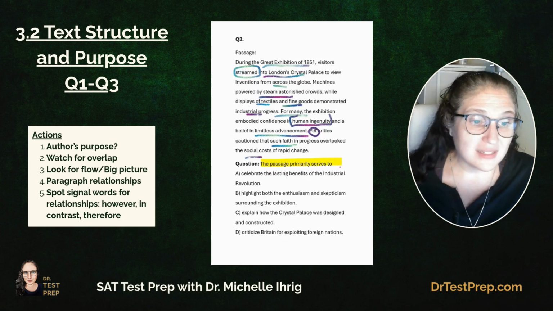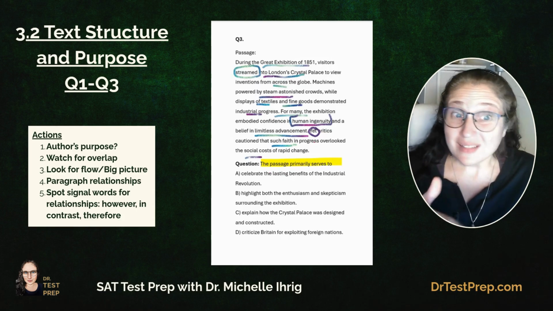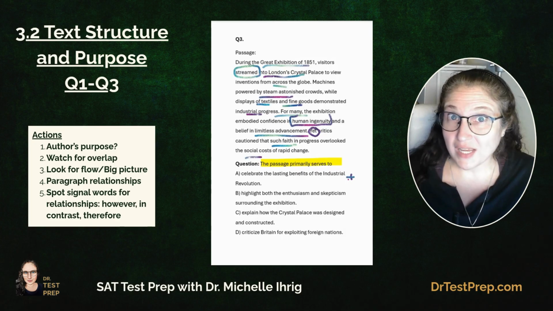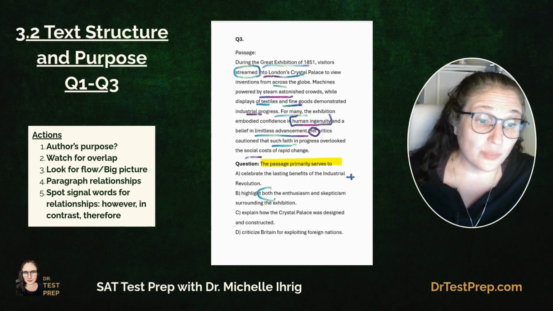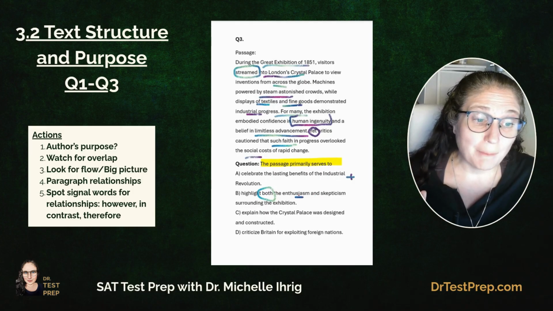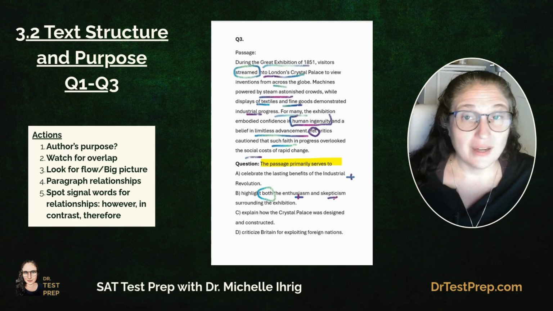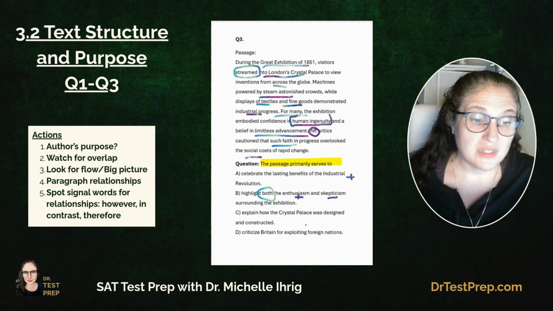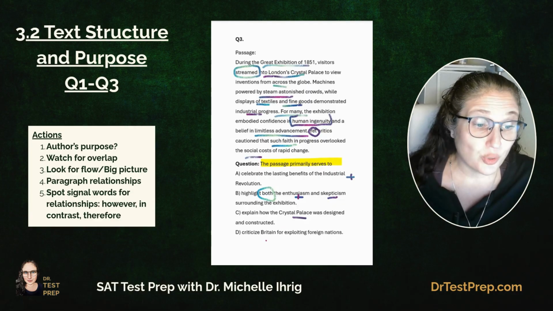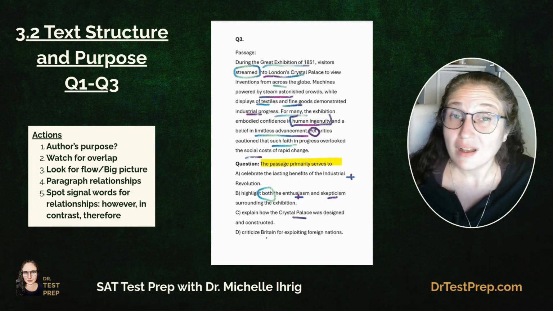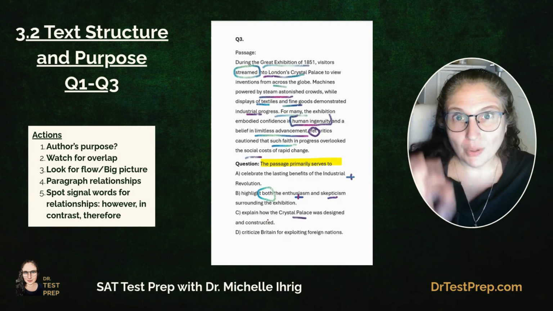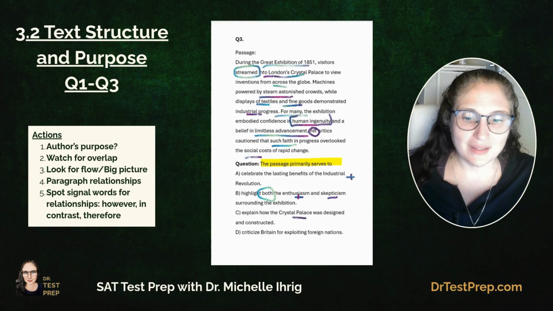To celebrate the lasting benefits of the Industrial Revolution. I mean, that's a lot of things going on, but that's only a positive thing. And this passage talked about the positives and the negatives and consequences. To highlight the word both, woohoo, we like that word in this. Enthusiasm positive, skepticism negative. Right away, B's our correct answer. But let's keep going. To explain how the Crystal Palace was designed, that's an obvious no. And to criticize Britain for exploiting foreign nations, also an obvious no. So B is the best answer because it has both something positive and something negative.